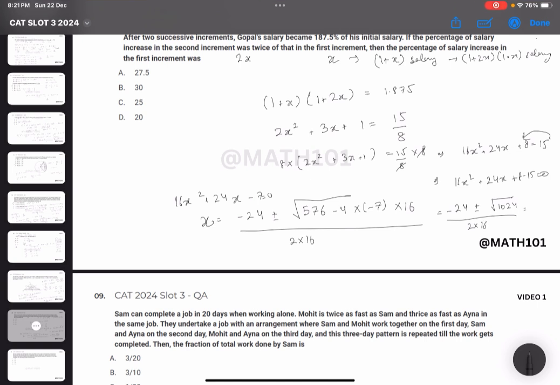So we will discard the minus because it's an increment, so x should be greater than 0. Minus 24 plus 32 upon 32 is equal to 8 by 32, which is 1 by 4. So x is 1 by 4. In terms of percentage, it's 25%. So the answer becomes C.